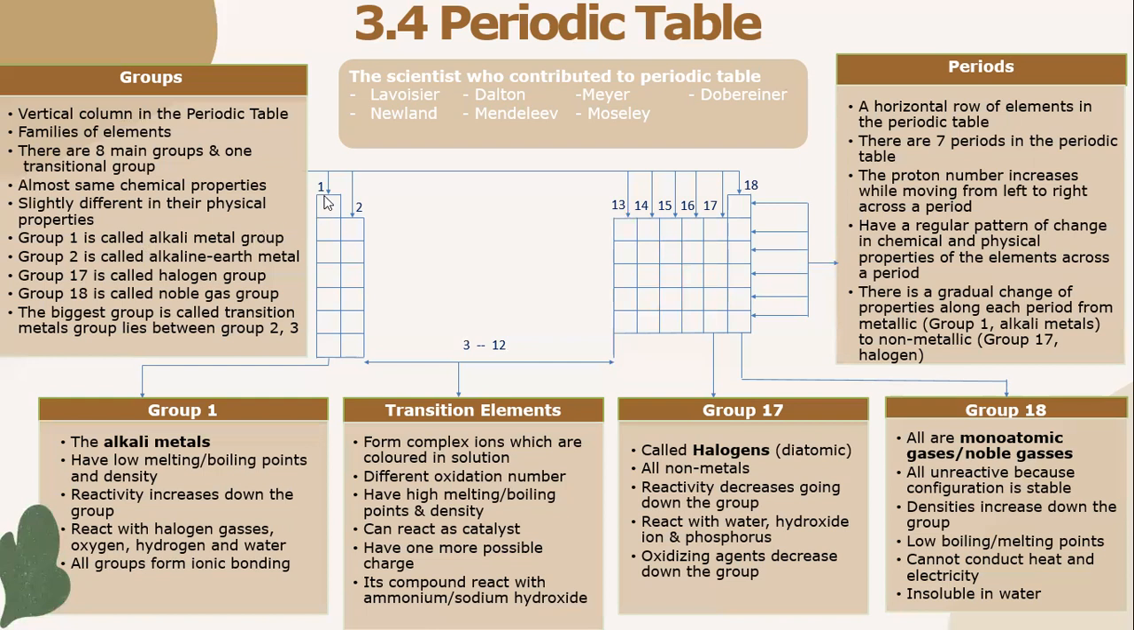Group 1 is called the alkali metal group. Group 2 is called the alkaline earth metals. The example given previously is magnesium. Group 17 is called the halogen group. Group 18 is called the noble gas group. And the biggest group is called the transition metal group, which lies between group 2 and group 3.